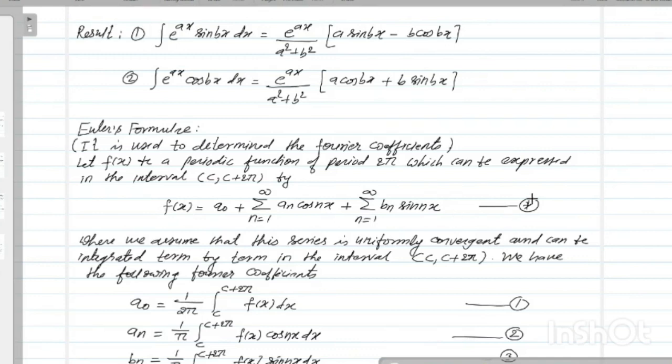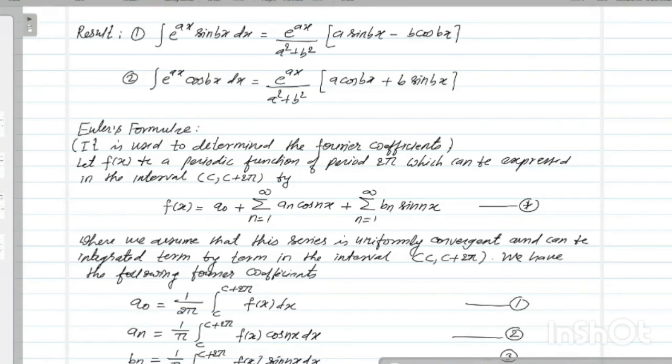Your expression for the function is the same, but here the Fourier coefficient formula will change. So a naught becomes 1 upon 2 pi integration with limit running from 0 to 2 pi f of x dx. Similarly, an will be what? 1 upon pi integration of limit 0 to 2 pi f of x cos nx dx. Okay, and bn is what? 1 upon pi integration running from 0 to 2 pi f of x sin nx dx.